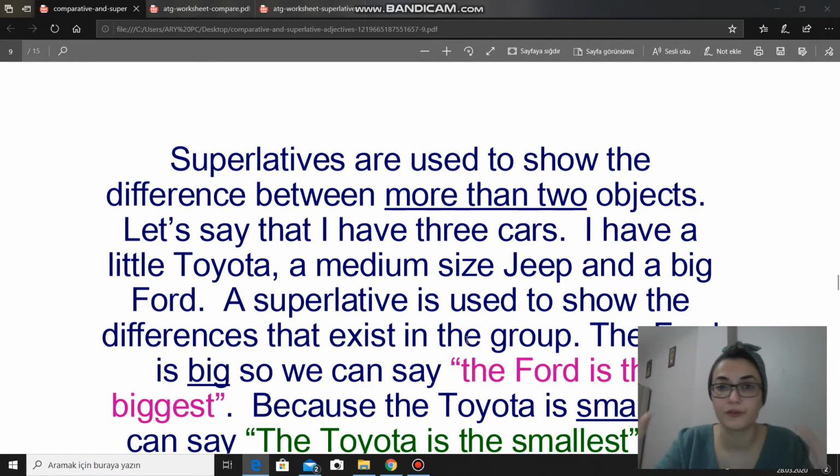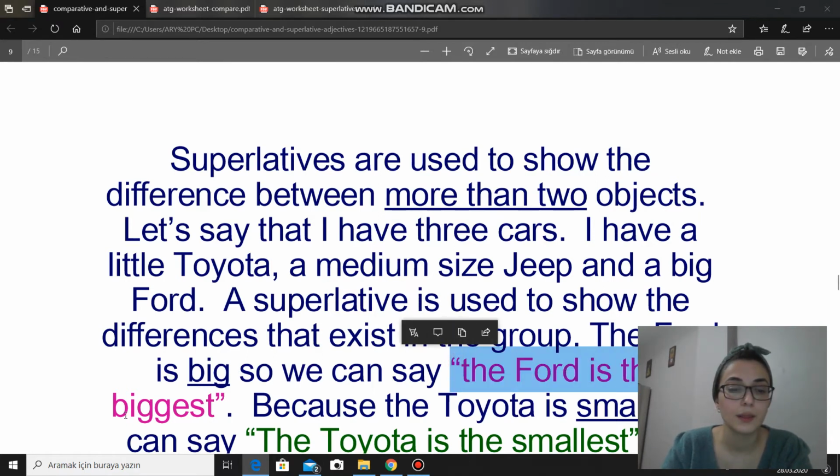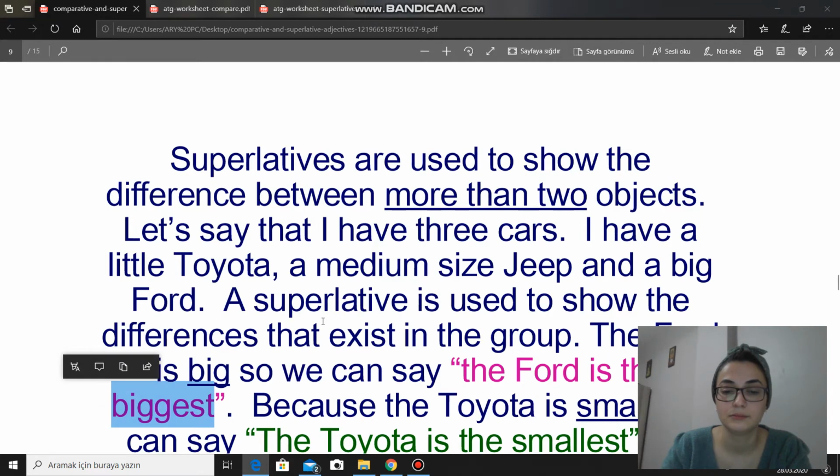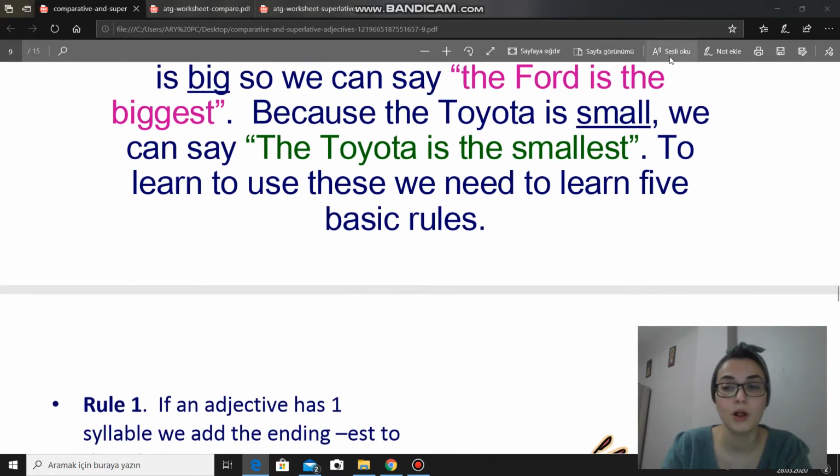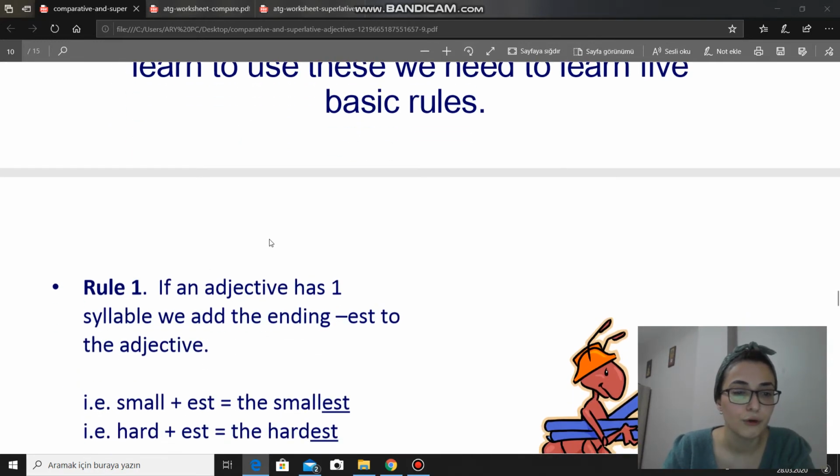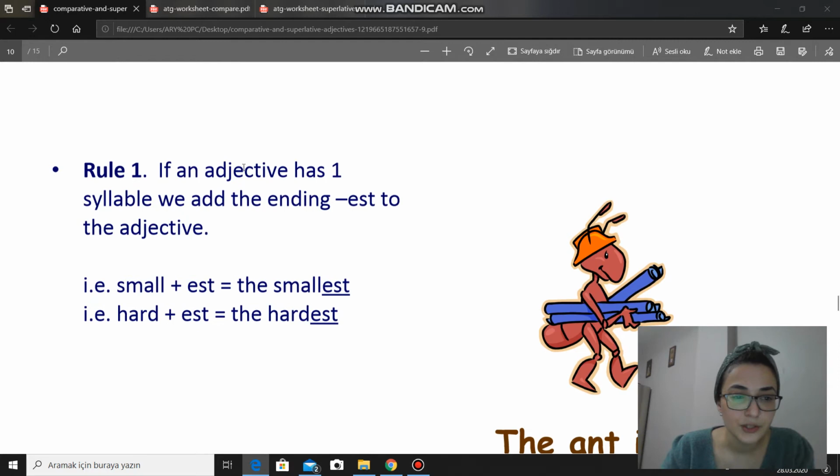We have a group of things. The Ford is big, so we can say the Ford is the biggest. Because the Toyota is small, we can say the Toyota is the smallest. So to learn these superlatives, we again have 5 basic rules. First rule, if the adjective has one syllable, we add the ending est.